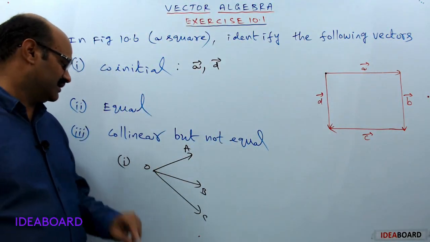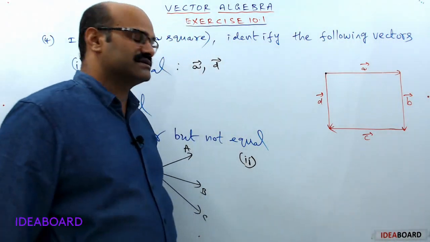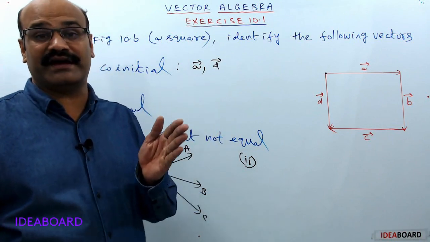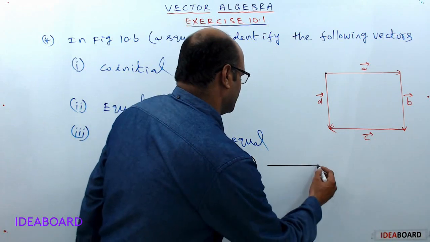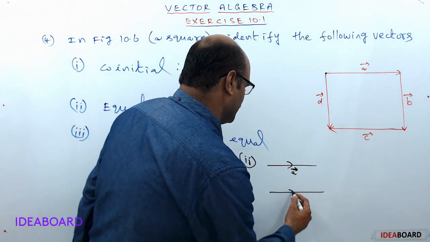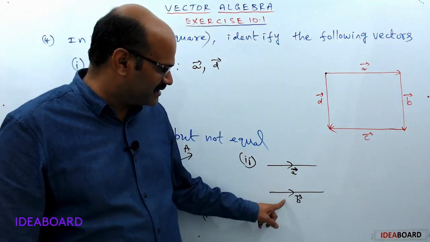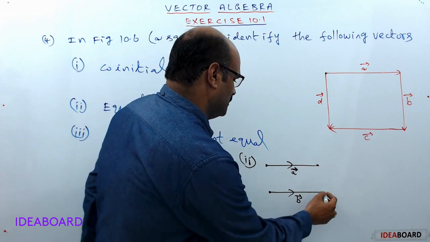Next, equal vectors. What do we mean by equal vectors? Two vectors are said to be equal vectors if they have the same magnitude and the same direction. See, this is the vector A and this is the vector B we have. These two vectors are having the same magnitude. The length of the vector is the same.